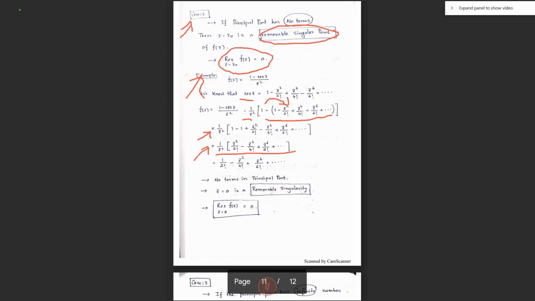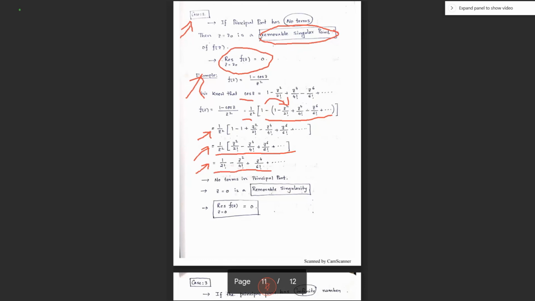Now the next step is written after multiplication with 1 by z squared. So we get 1 by factorial 2 minus 1 by factorial 4 into z squared plus 1 by factorial 6 into z to the power 4 minus 1 by factorial 8 z to the power 6, and so on.